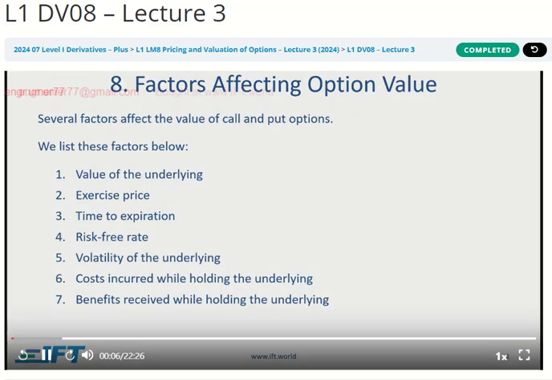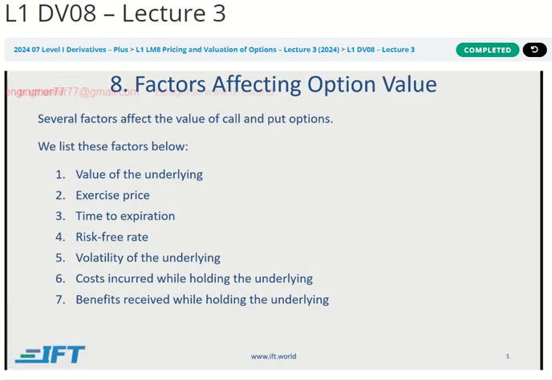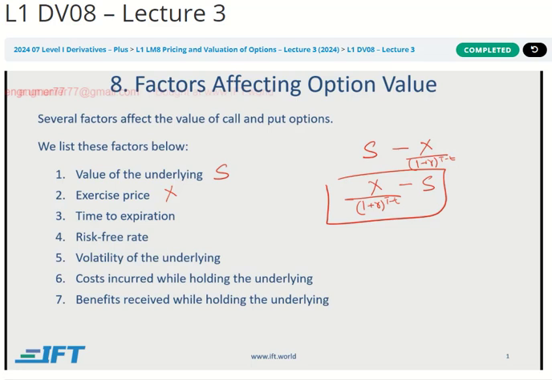And there are 7 factors, starting with the value of the underlying and the exercise price, and of course this gives you the exercise value, right? For a call option it will be S minus X, for a put option it will be X minus S, and naturally if this is something you're doing during the life of the option, then you have to discount it back to today, which is big T minus small t. So this is the exercise value for a put option, this is the exercise value for a call option.